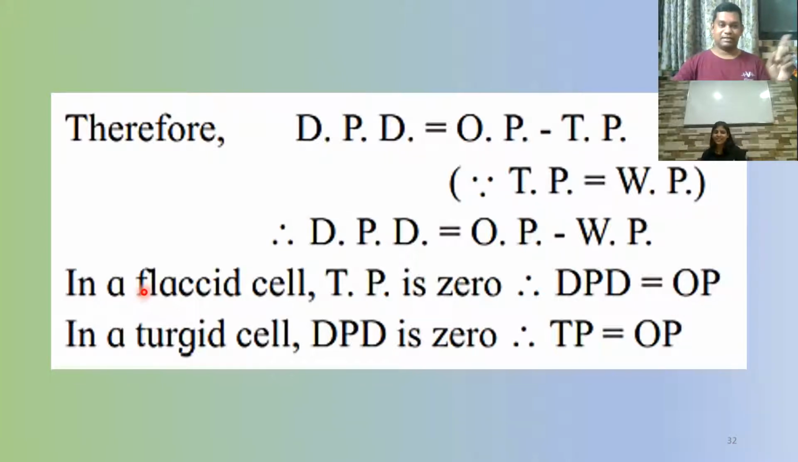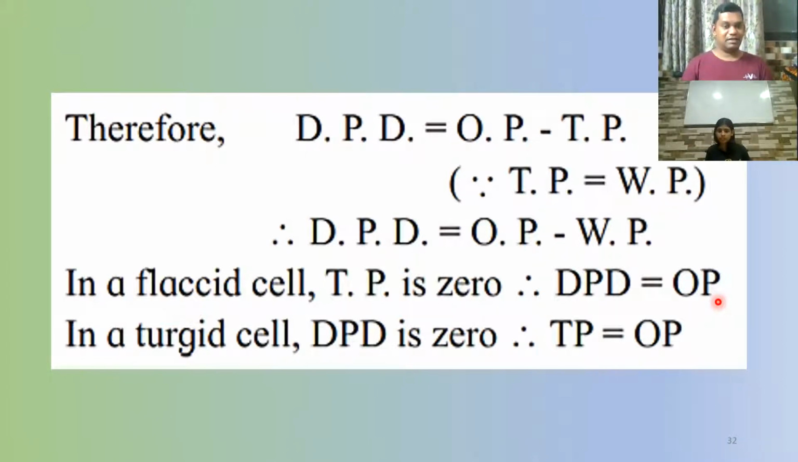Because TP is 0, the cell is flaccid and DPD equals OP. Now if a cell is turgid, then DPD becomes 0. In a turgid cell, osmotic pressure and turgor pressure are the same value, so the difference between the two is 0. So DPD is 0. All these points can be asked as probable MCQ questions.